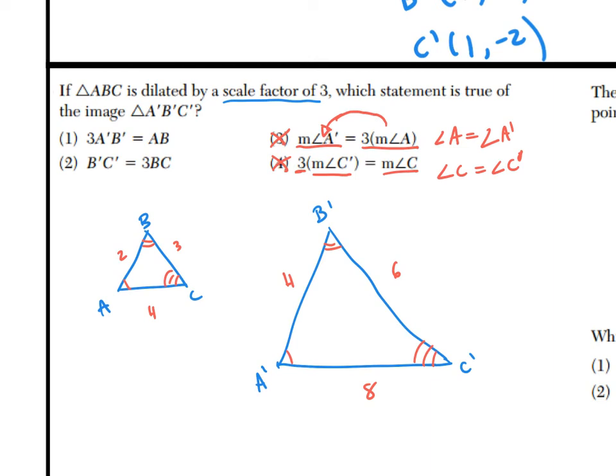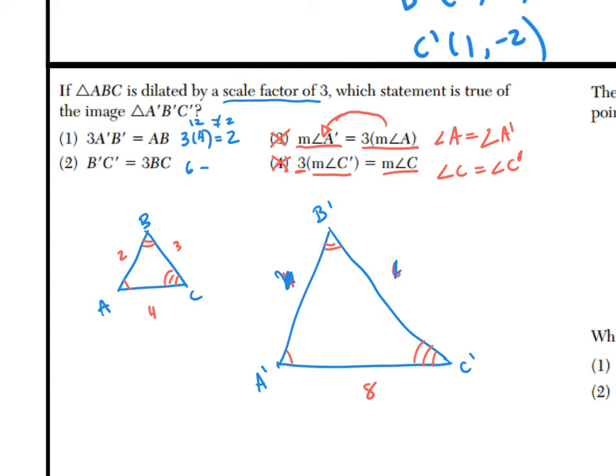Now we have 1 and 2 to look at. If you look at number 1, it says 3 times A prime B prime equals AB. And let's test that out. It's saying 3 times A prime B prime, which is 4, is equal to AB, which is 2. Now that doesn't make much sense because that gives us 12 equals 2, which is not true. So we'll try the last one. It says B prime C prime equals 3BC. Now if you look at BC, B prime C prime, that's 6, and it's, what's it called? Sorry, the scale factor was 3.